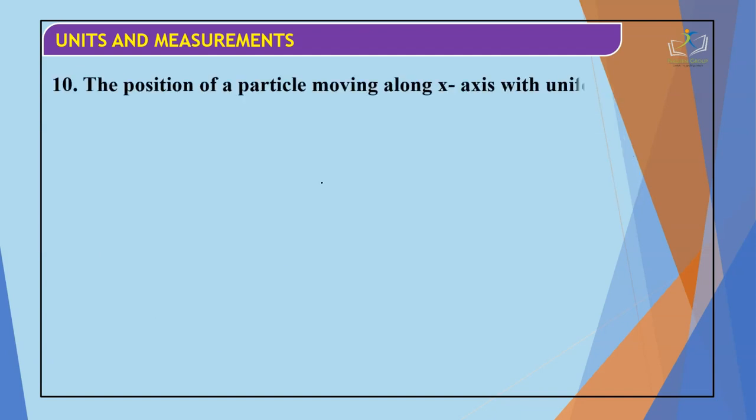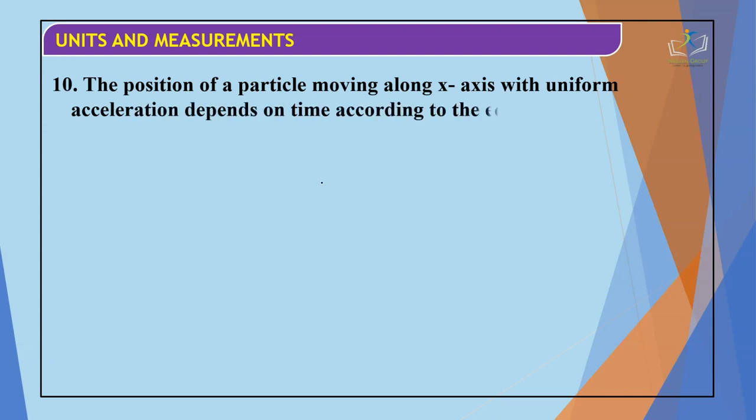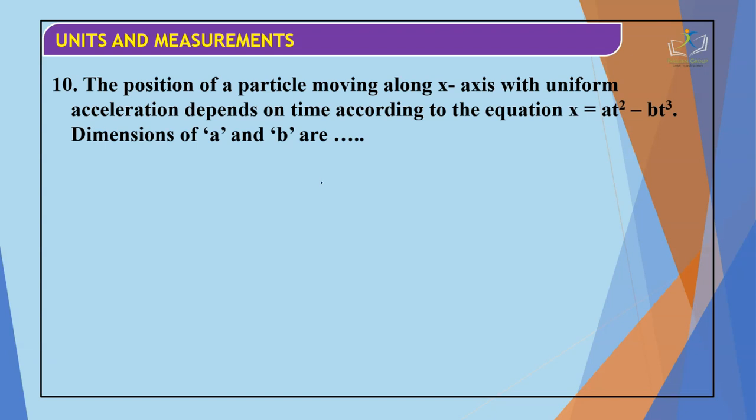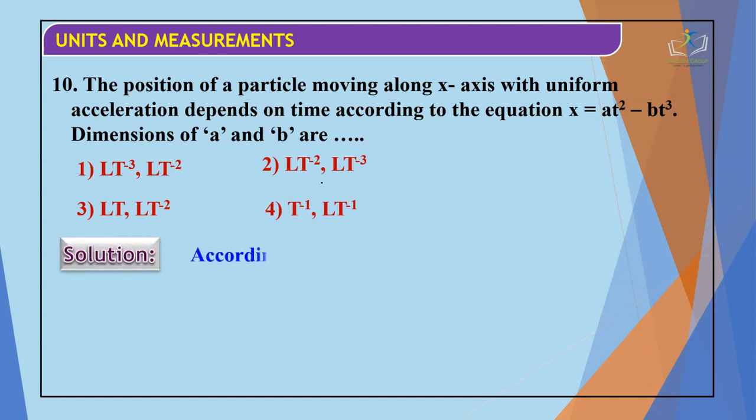The position of a particle moving along the x-axis with uniform acceleration depends on time according to the equation x is equal to at square minus bt cube. The dimensional formulas of A and B are, so we have these options. Let's move on to the solution part.